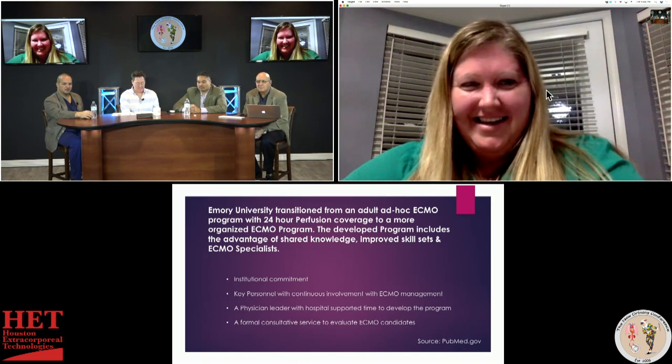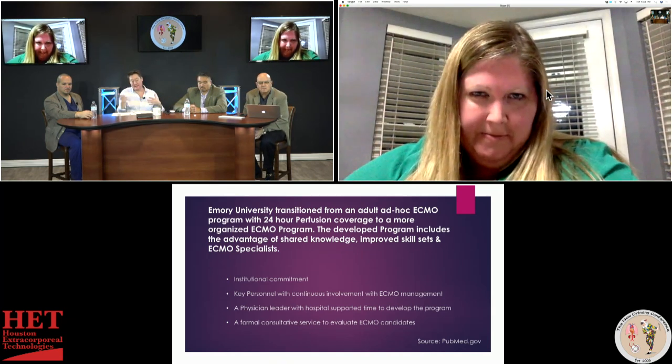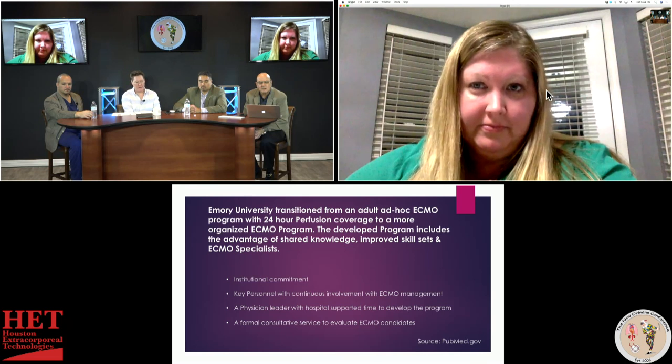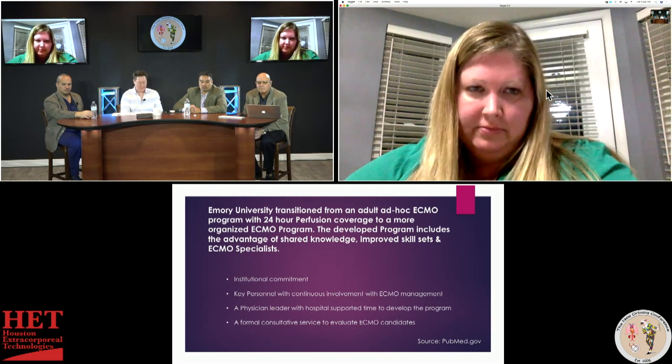So in the paper that was published from your hospital about this transition, a couple of things jumped out to me, and I was thinking that maybe you could talk about some of the points. The first one is they really emphasize the importance of institutional commitment to the transition and the coverage. Can you talk about how the institution was involved with this transition?